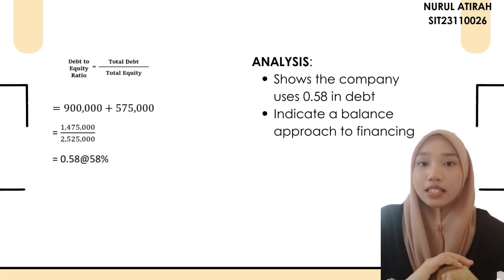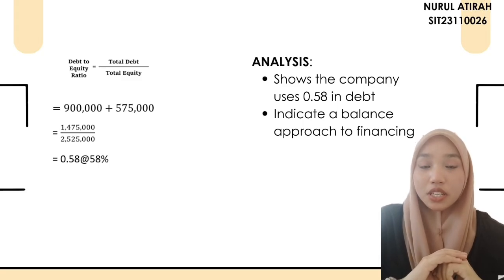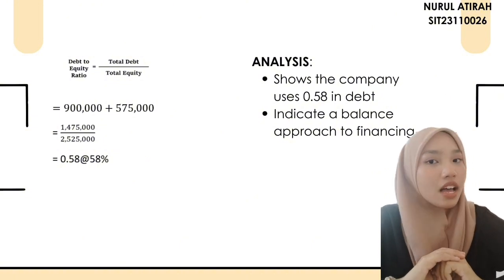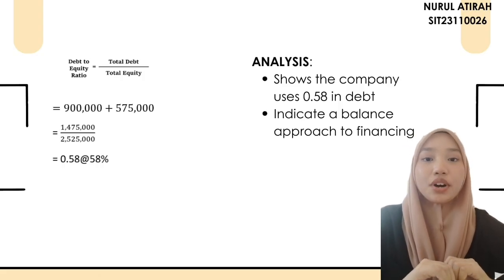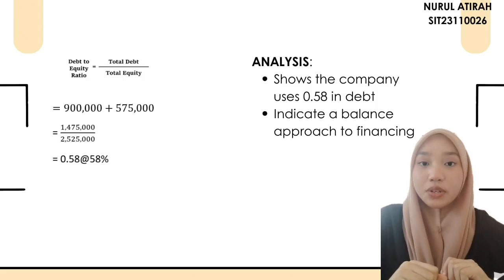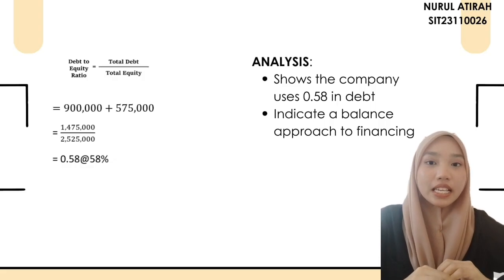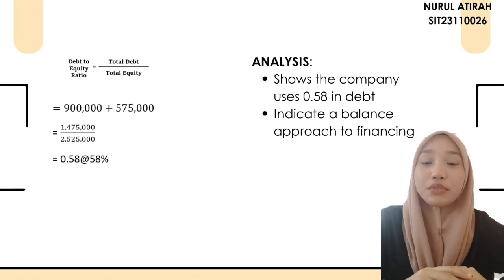Next, let's look at the debt-to-equity ratio. This ratio compares the total debt of a company to its total equity, indicating the extent to which a company is financed by debt versus shareholders' equity. Here we see that Dura Ltd's debt-to-equity ratio is calculated as 1,475,000 divided by 2,525,000, resulting in approximately 0.58 or 58%. This shows that Dura Ltd uses about 0.58 ringgit of debt for every 1 ringgit of equity.